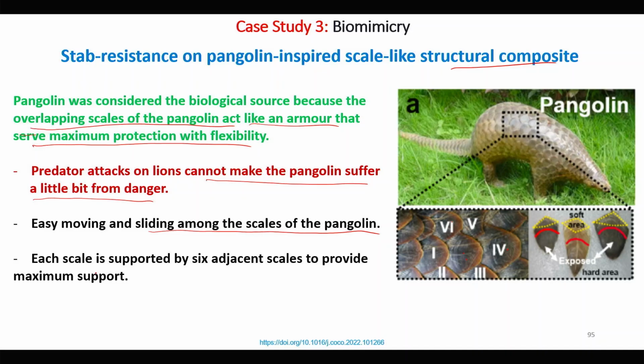Each scale is supported by 6 adjacent scales. We can see this is one scale, and it is supported by 6 adjacent scales: 1, 2, 3, 4, 5, 6, which provides maximum support. So, these scales will be supported by 6 adjacent scales, and the balance provides maximum support.